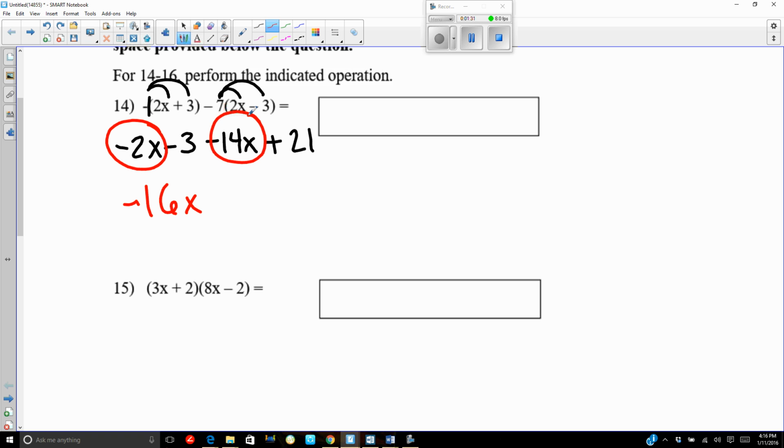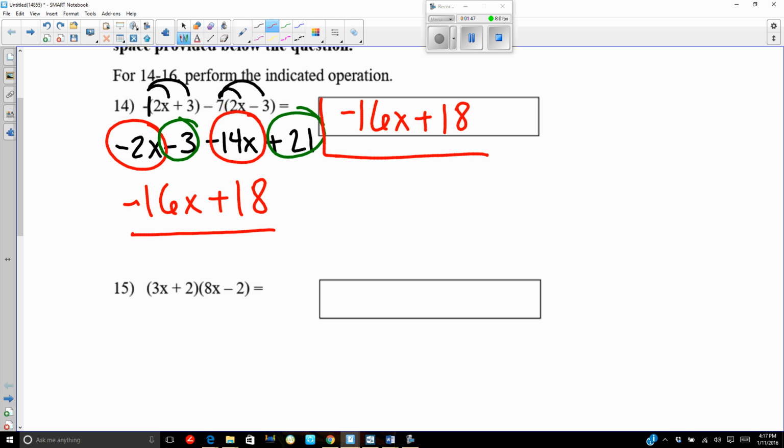So those are like terms. Keep their signs. And then -3 plus 21 is a +18. 21 minus 3 is +18. So that's your answer. Make sure on the review, and particularly the test, you put your answers in the box. I don't know why I boxed it again. -16x plus 18 is your answer there. So that's a commonly missed question.